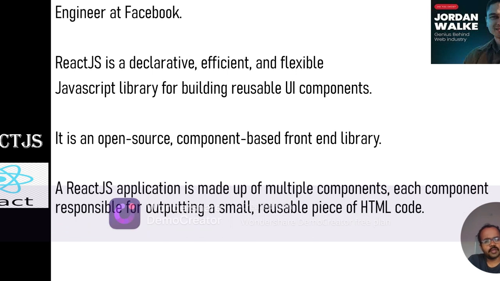A React.js application is made up of multiple components. How React.js is built means it is made up of multiple components. Each component is responsible for outputting a small, reusable piece of HTML code. By combining all these components, we can make a big project.